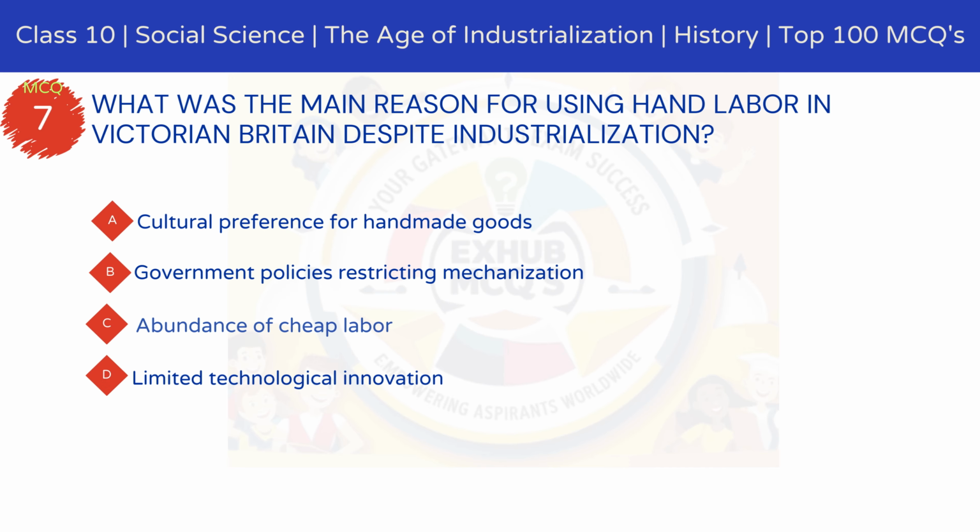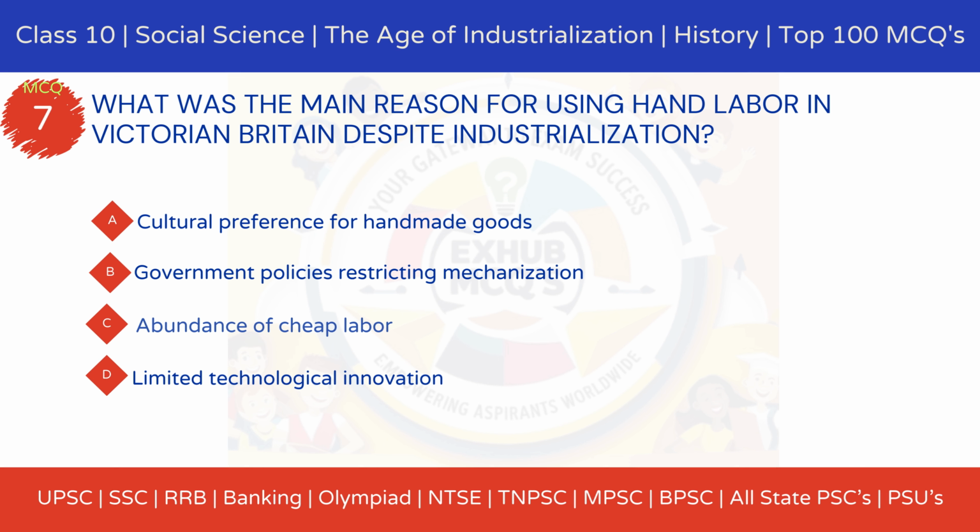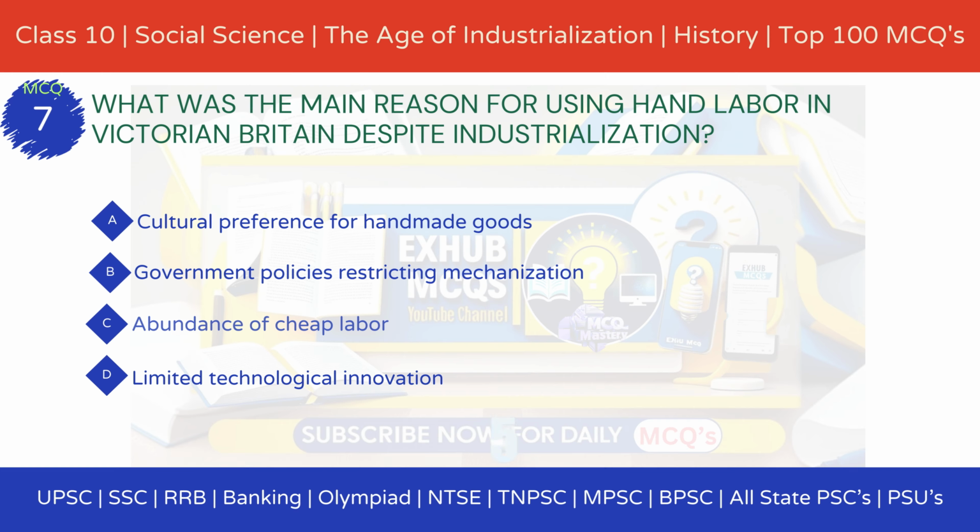MCQ 7. What was the main reason for using hand labor in Victorian Britain despite industrialization? Option A, cultural preference for handmade goods. Option B, government policies restricting mechanization. Option C, abundance of cheap labor. Option D, limited technological innovation.